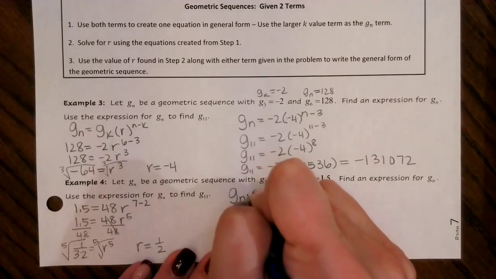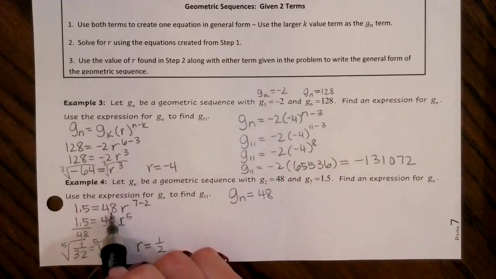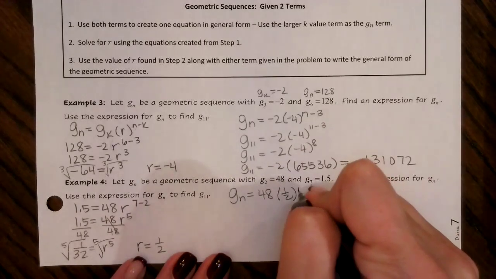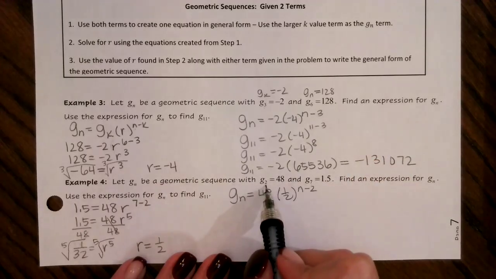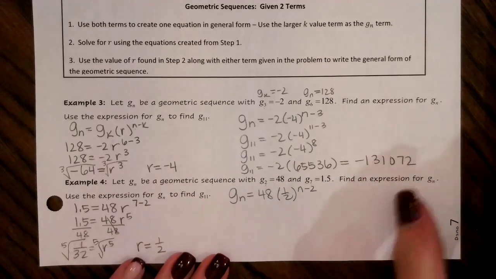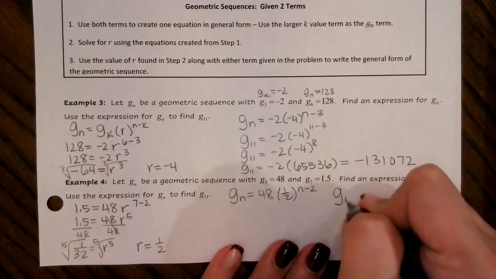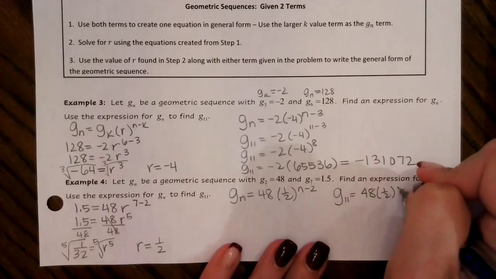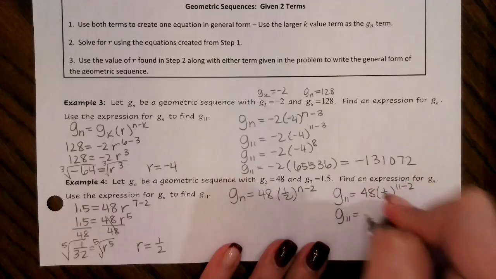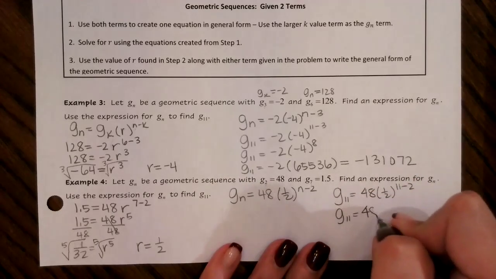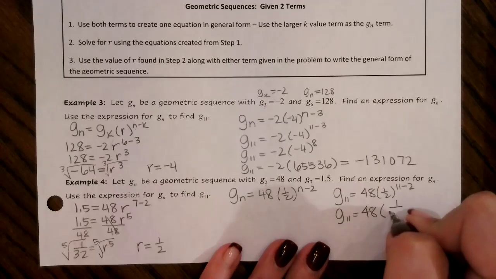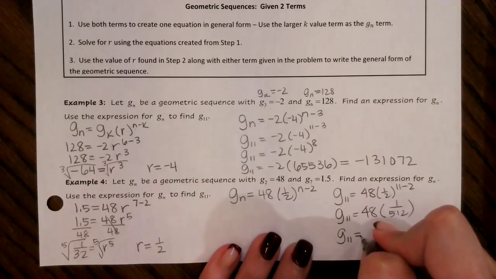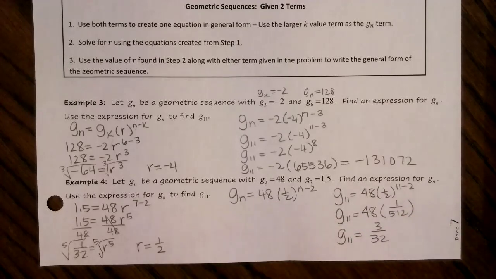Once you have it, g sub n is equal to 48. We kept that same number that was there. We found r to be 1/2. And then n minus the 2, which is the one that went with the 48 there. So there's our generic form of the equation. And now we're looking for g sub 11. And so we get 48 times 1/2 to the 11 minus 2. At this point, you're just plugging it into the calculator because those numbers got small in this case very quickly. And so we get g sub 11 is equal to 3 over 32.